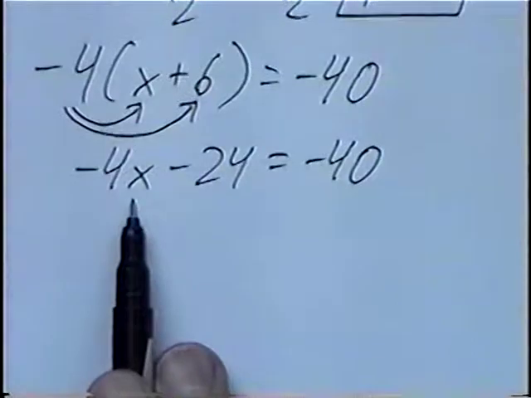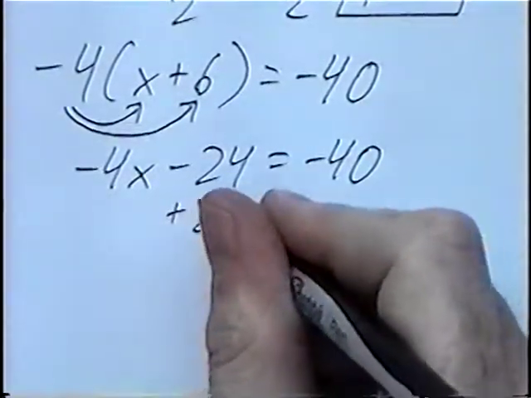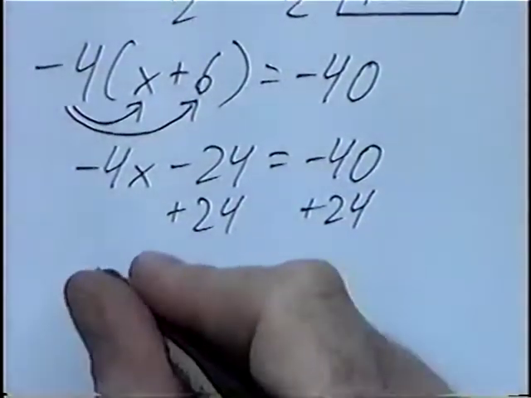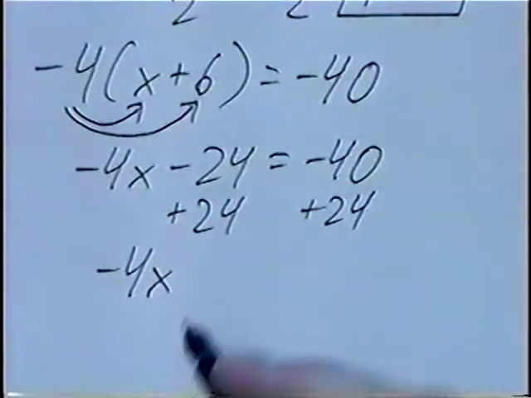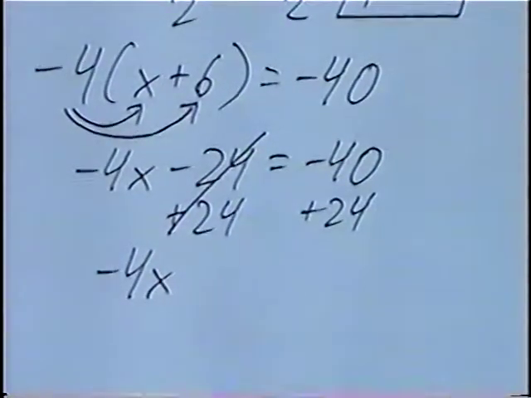Solving from here, to get x by itself, we want to get rid of the minus 24. So we can add 24 to both sides. Negative 4x would stay the same. Minus 24 and plus 24 would cancel. And we have negative 40 plus 24.